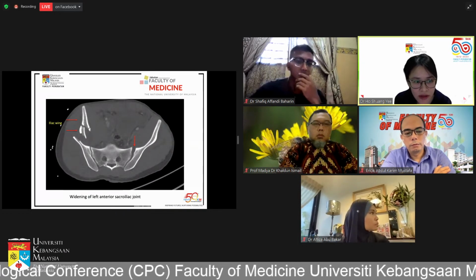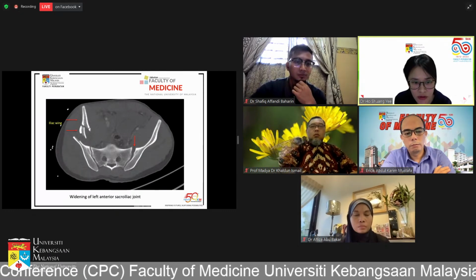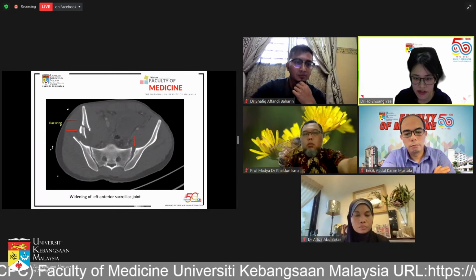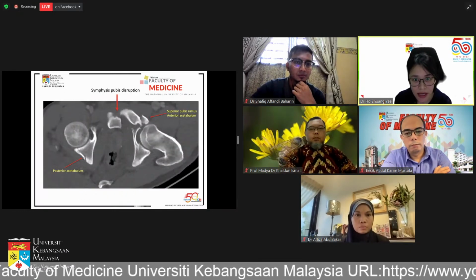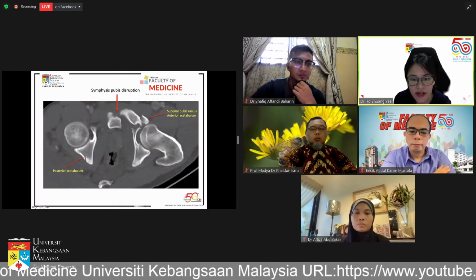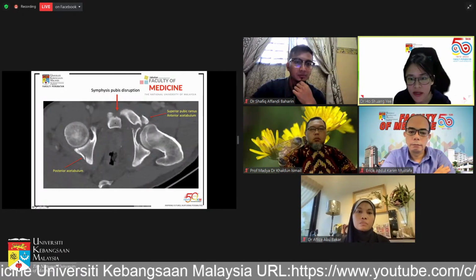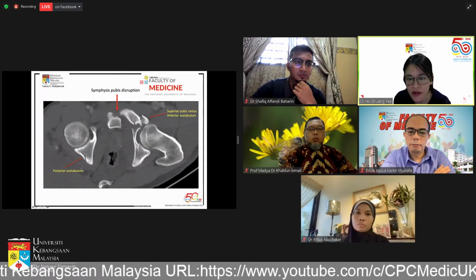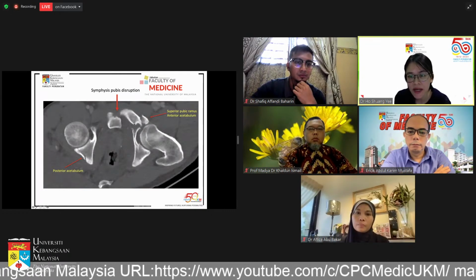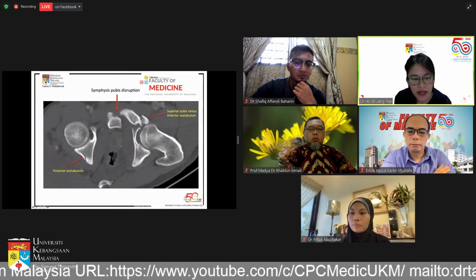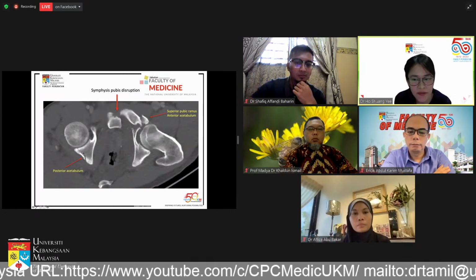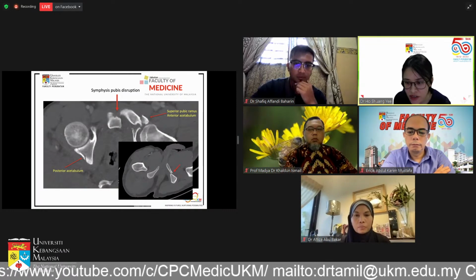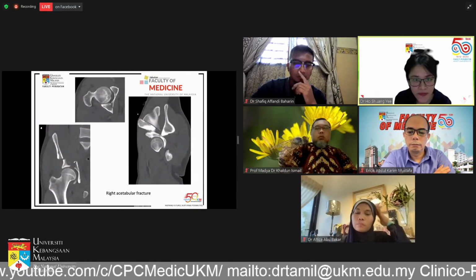There's a comminuted fracture of the right iliac wing. And also on this view, you can see there's a widening of the left anterior sacroiliac joint. And anteriorly, the symphysis pubis is disrupted. And there's also a comminuted fracture involving the right superior, left superior pubic rami, left anterior acetabulum, and also right posterior acetabulum. If we move further down, we can see there's also a fracture over the left ischium.